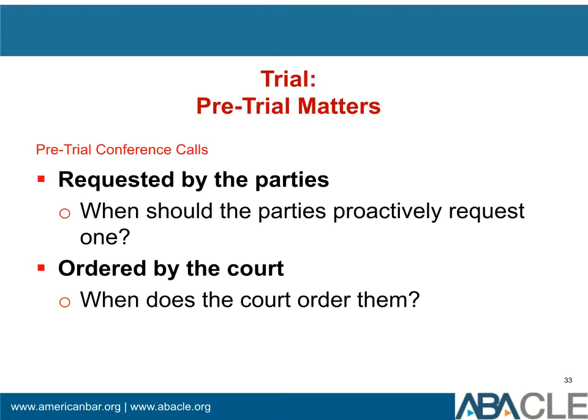And this is open to any of the speakers. We want to talk a minute about pretrial conference calls. And I guess Rachel and Jamie first, would you like to talk about when you and either side, either party, would proactively request a pretrial conference call with the judge?